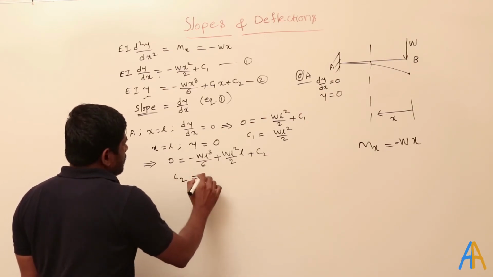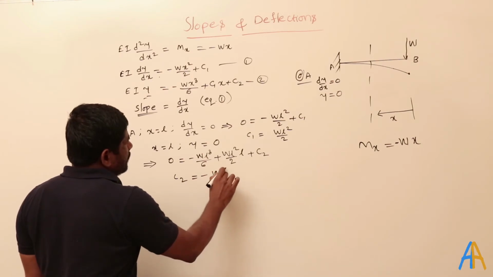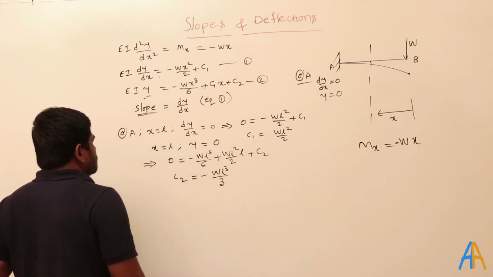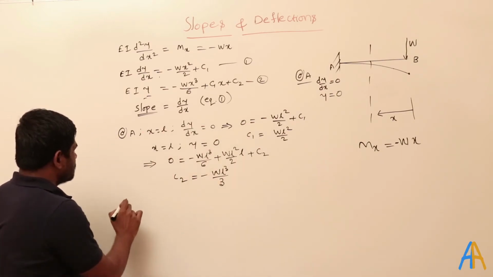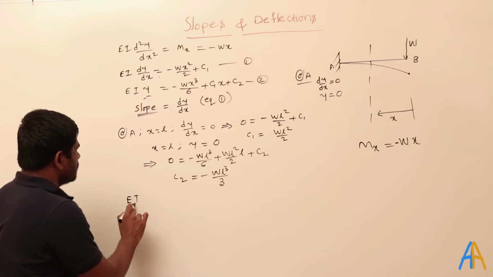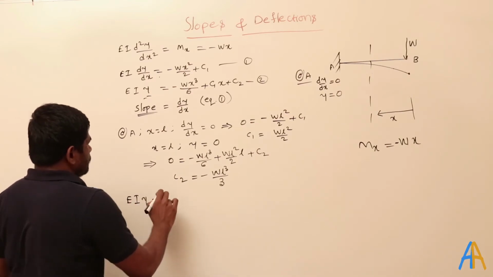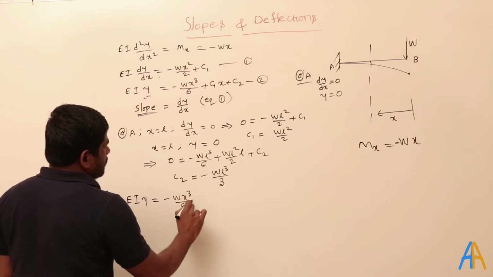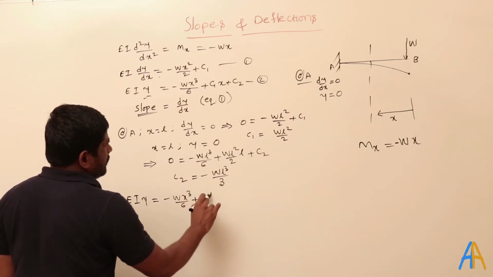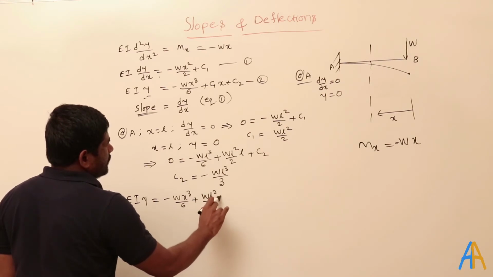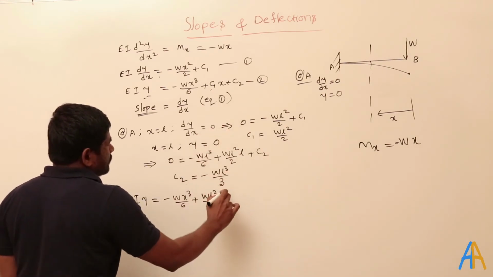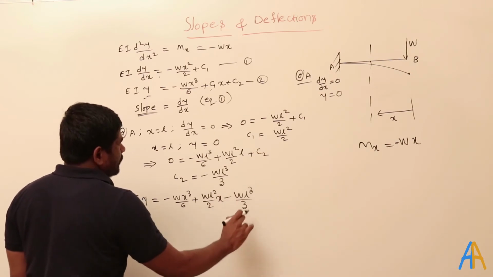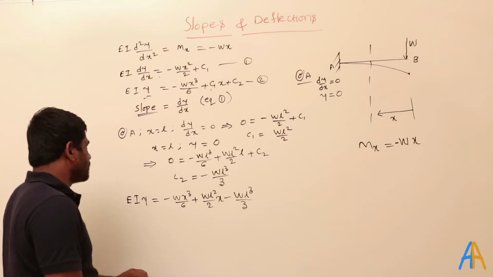C2 equal to minus WL cube divided by 3 after simplifying this. So if I substitute the entire thing here, then what is the final value? EI into y equal to minus WX cube by 6 plus C1, which is WL square by 2 into x. I am substituting in equation 2, minus WL cube divided by 3. Okay, this is the final equation.